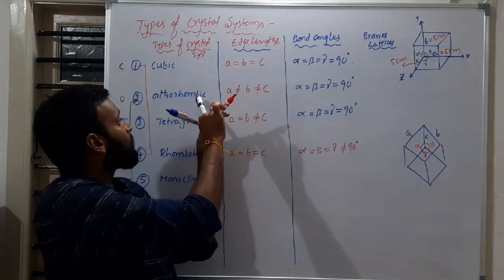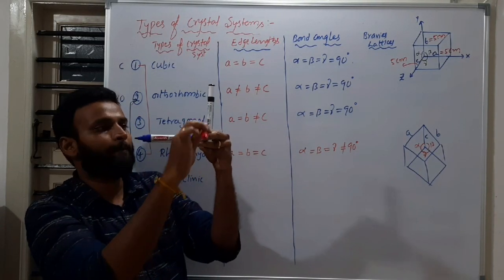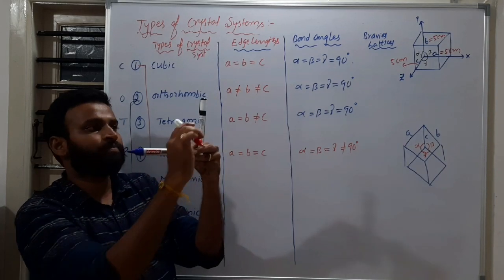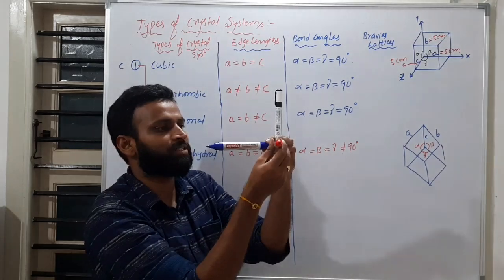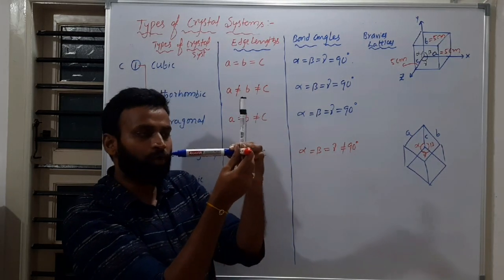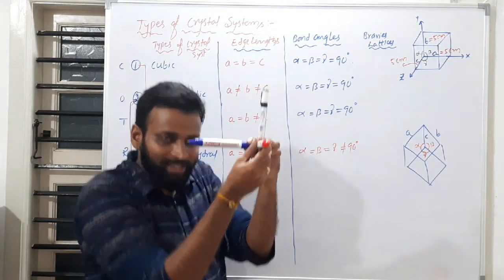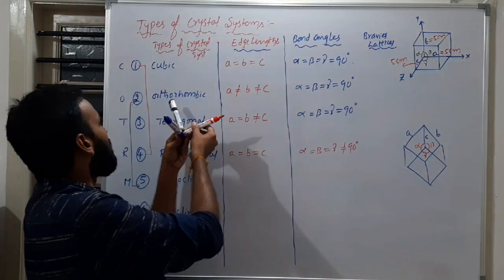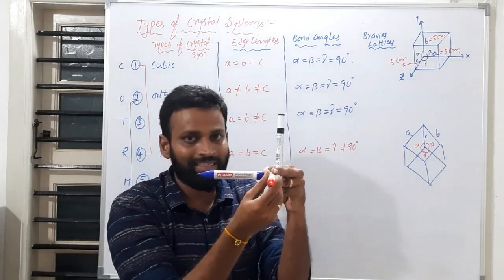You just see orthorhombic. This blue color is A. This length is different, black color. This length is different, this red color. This length is different. Now, if the solid is like this, if a crystal system is like this, that is called orthorhombic. The angle is 90. All three edge lengths are different.